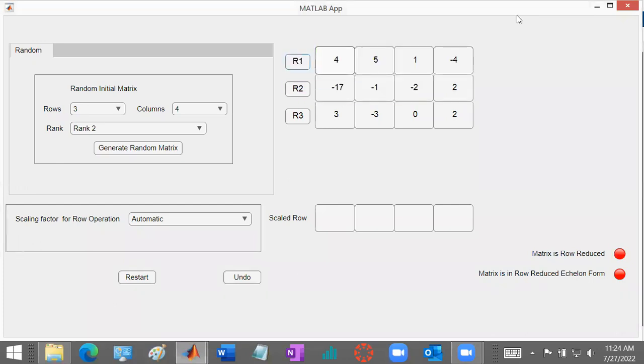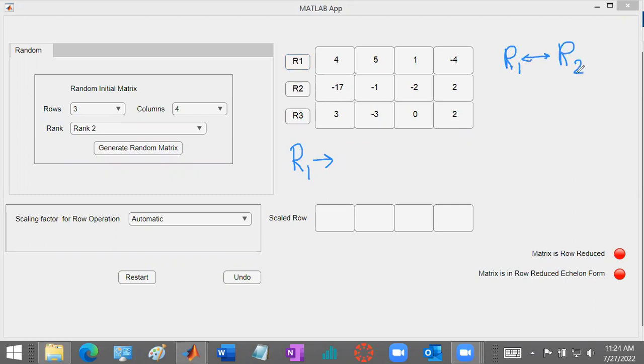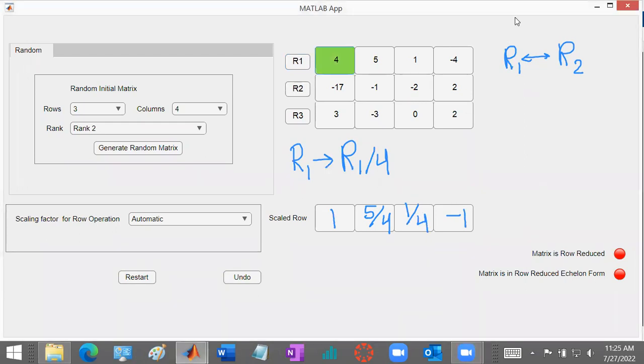And now we'll use this 4. We'll divide this whole row by 4. So what would we do? With that earlier step that we did, we interchanged R1 and R2, writing something like this. And now we have R1 up here. We're going to take R1 and divide by 4. So we get 1, 5/4, 1/4, and -1. So let's do that here. Click this, then clicking this again will normalize this row, as we get down here.